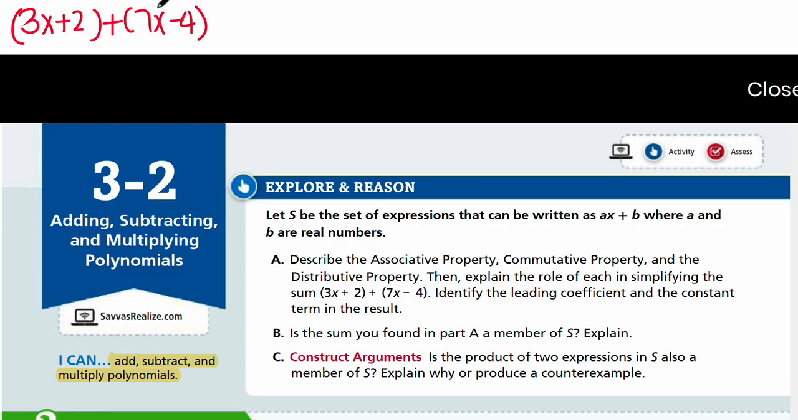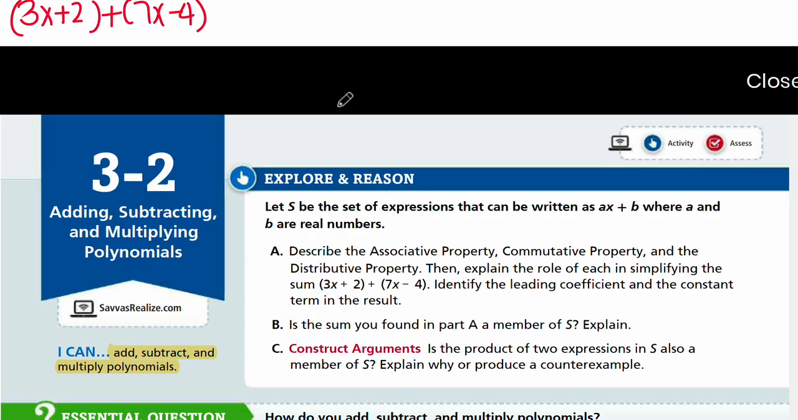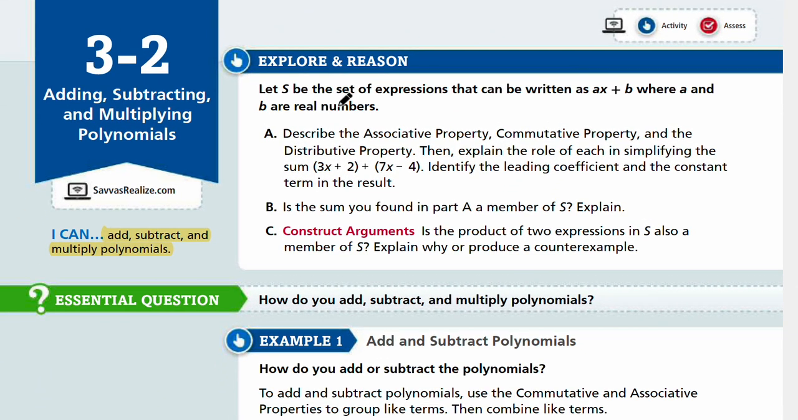Hi, welcome to Algebra 2, Lesson 3-2, adding and subtracting and multiplying polynomials. In this lesson, we'll be able to add, subtract, and multiply polynomials. So let's first look at explore and reason.